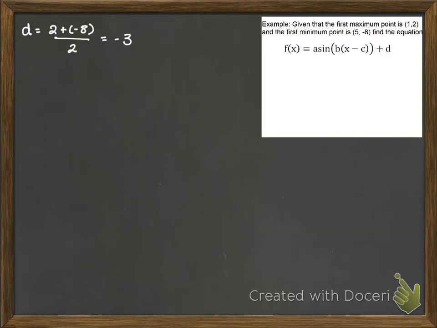So we're given a few points and we want to find the different values of A, B, C, and D. So your D value is halfway between your max and your min. And again, it's the Y value. So we're going to add those Y values and divide by 2, and we get D equals -3.